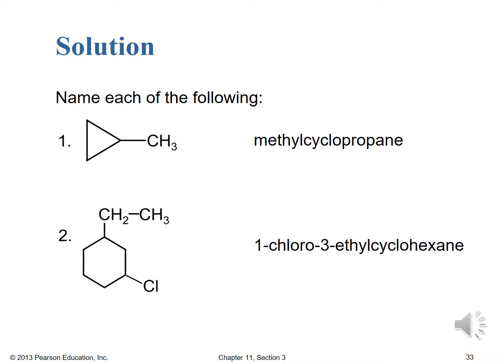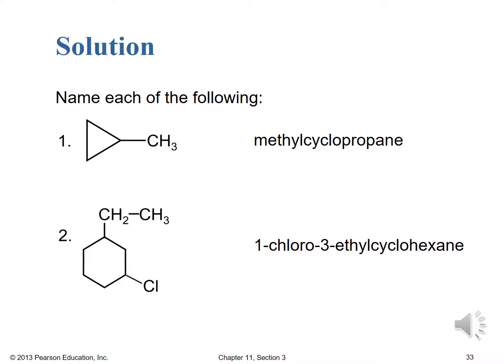Okay, so hopefully this was pretty short and simple. For number 1, that's clearly a cyclopropane, and so therefore we're looking at a methyl substituent. Since there's only one methyl substituent here, we don't have to number it because any position on the ring is equivalent. So we have a methylcyclopropane.